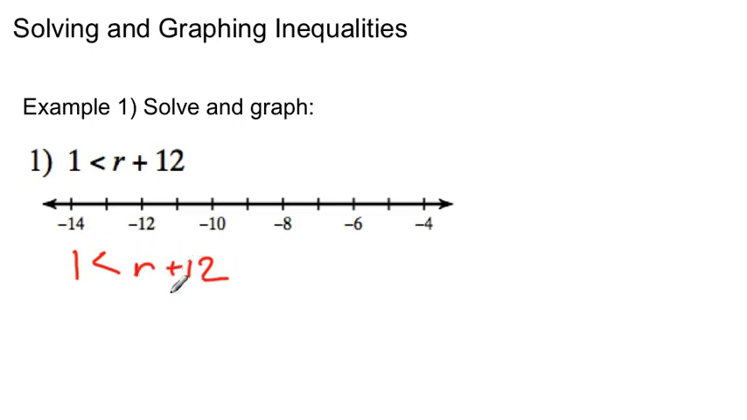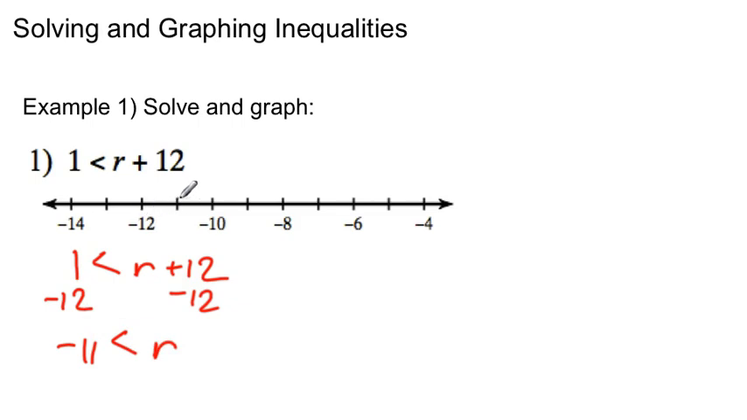That means I need to get rid of this plus 12, and I get rid of a plus 12 by subtracting 12. 1 minus 12 is negative 11. My inequality sign stays the same. I didn't multiply or divide by a negative number, and I'm left with r. So now my inequality states that negative 11 is less than r.